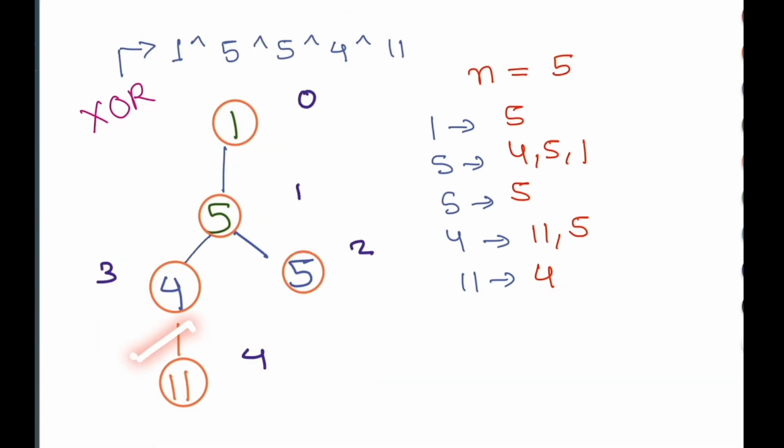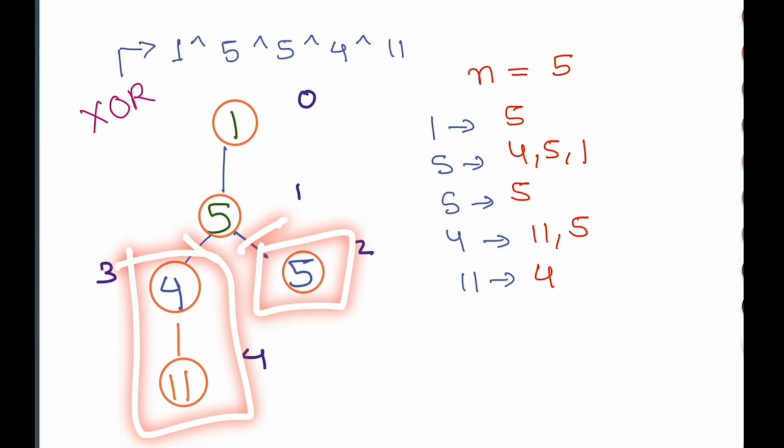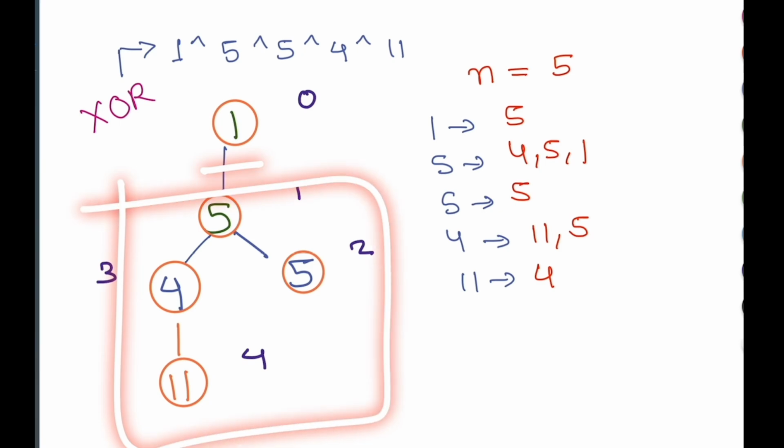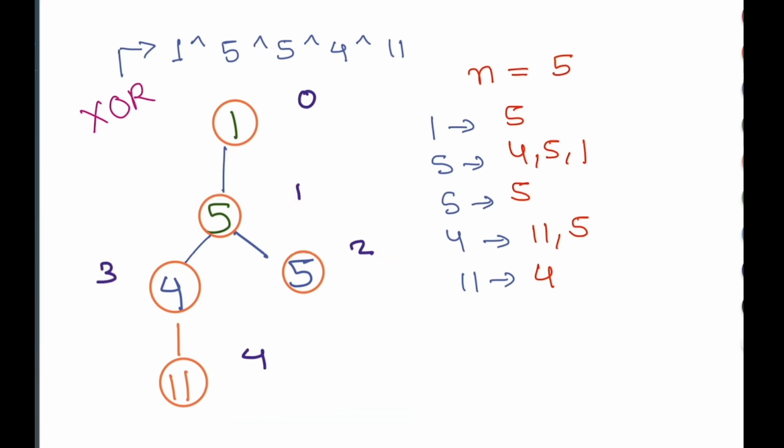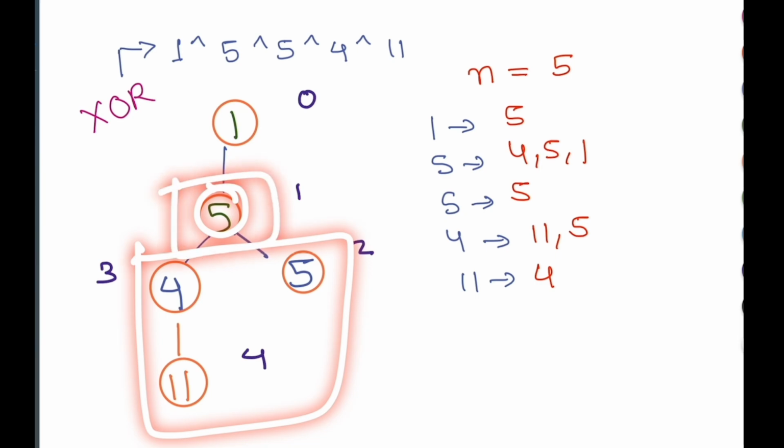If I remove this edge, we have this as the subtree, right? If we remove this edge, we have this as the subtree. If we remove this edge, we have this as the subtree. And if we remove this edge, we have this as the subtree. It means that at every node, we need to find the XOR of all its children and the node itself.